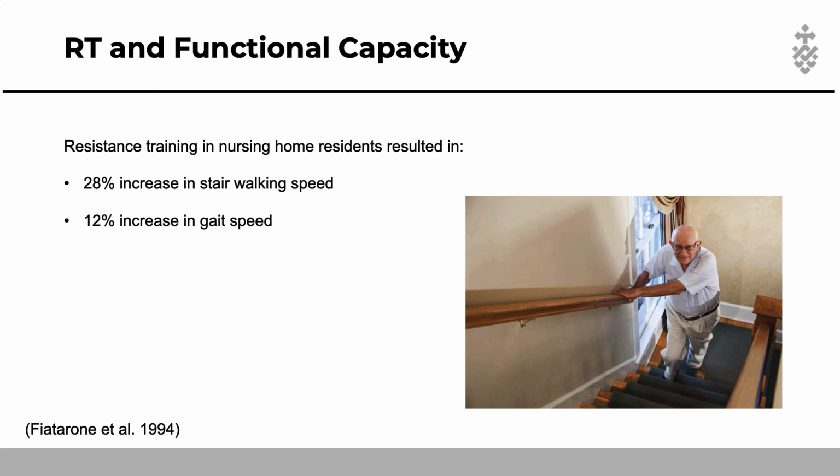Now, this old study, it's like a classic study, found that with resistance training in nursing home residents, they saw a 28% increase in their speed walking upstairs. So that's quite a significant increase in the speed walking upstairs just by including resistance training into their weekly program. And they also had a 12% increase in their speed of walking, or their gait speed as well. So pretty big increases there in functional capacity from resistance training.